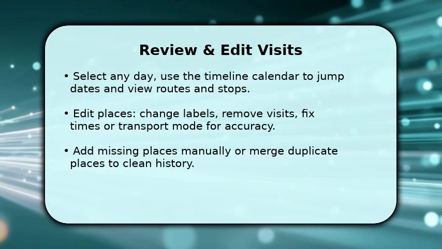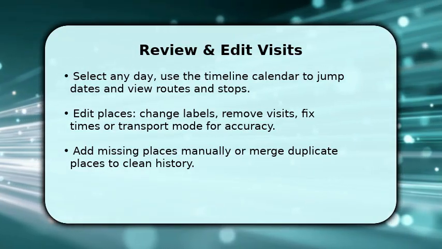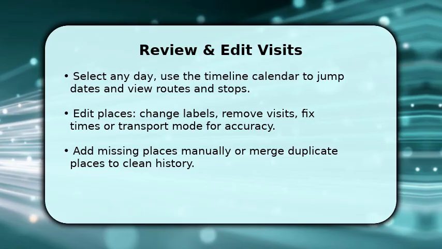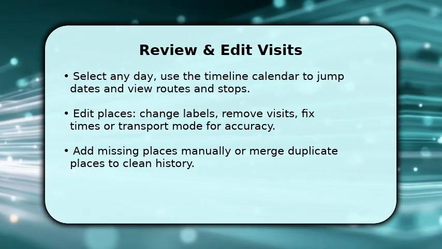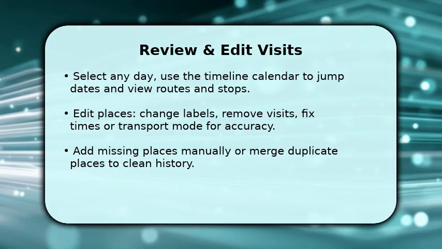Now examine a specific day in your timeline to verify routes and stops. Tap a time segment to expand details, then correct inaccuracies by editing place names, arrival and departure times, or the transport mode so your history reflects reality.